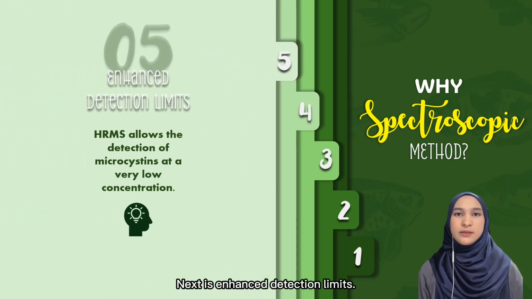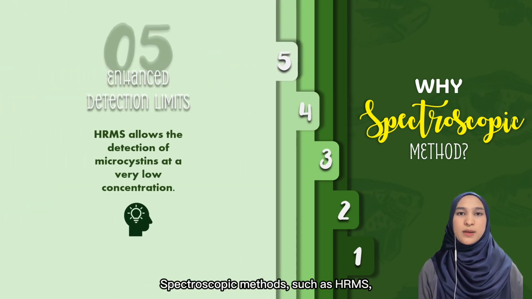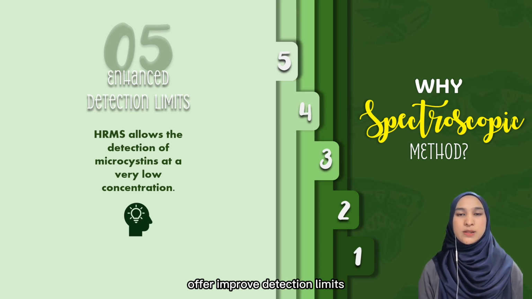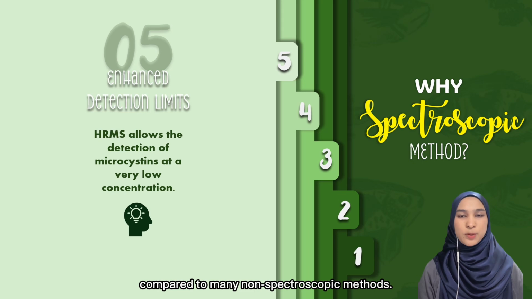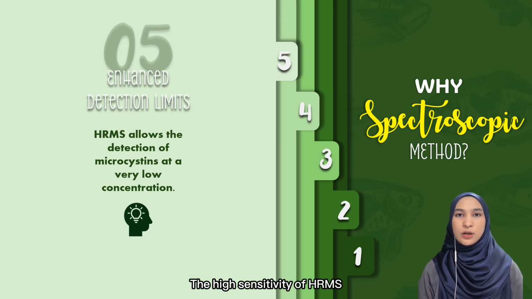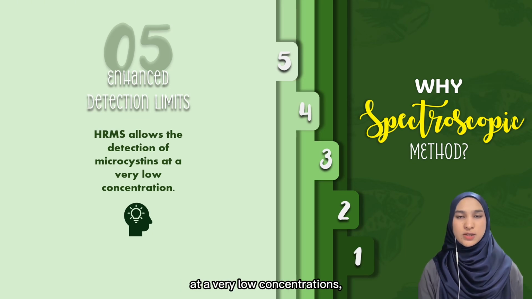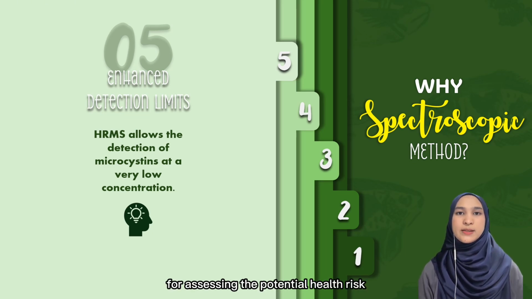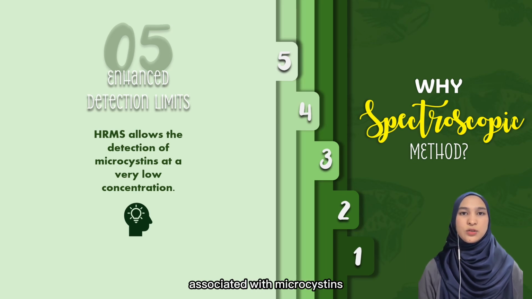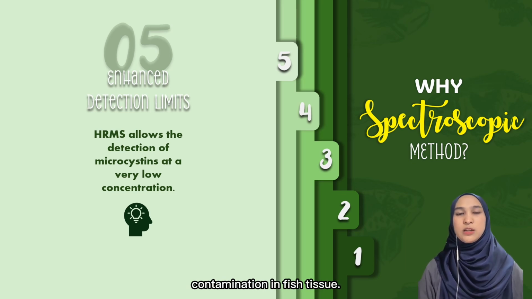Next is enhanced detection limits. Spectroscopic methods such as HRMS offer improved detection limits compared to many non-spectroscopic methods. The high sensitivity of HRMS allows for the detection of microcystins at very low concentrations, which is crucial for assessing the potential health risks associated with microcystin contamination in fish tissue.